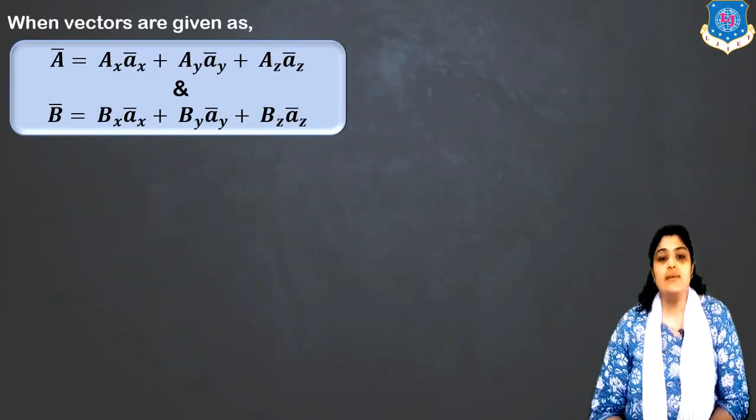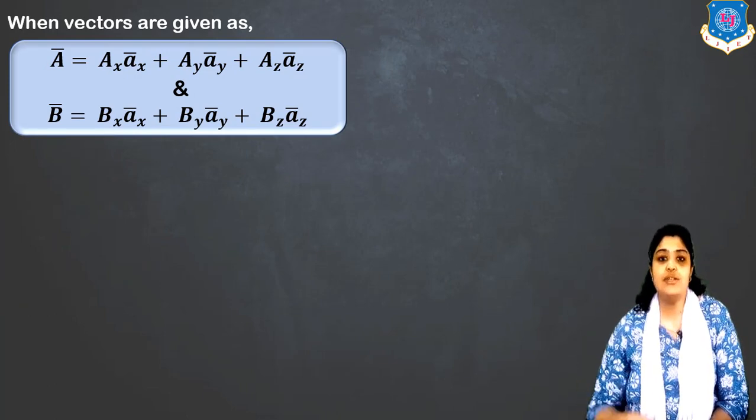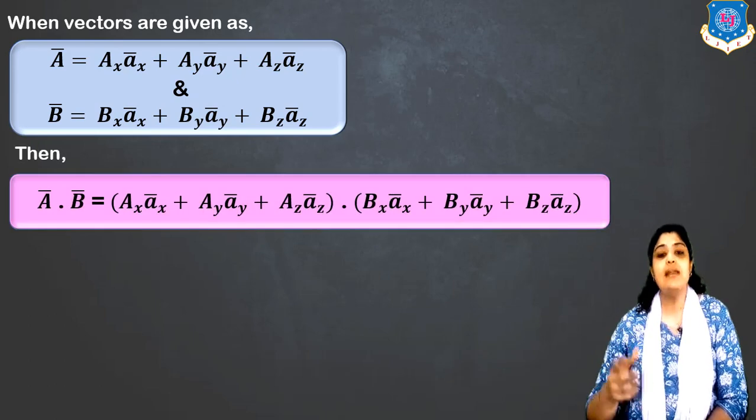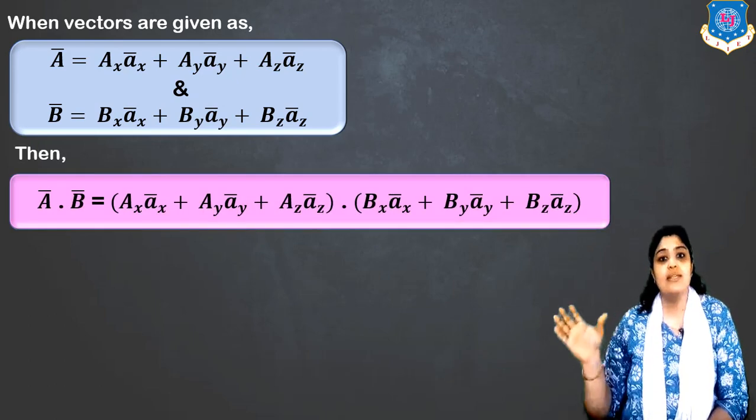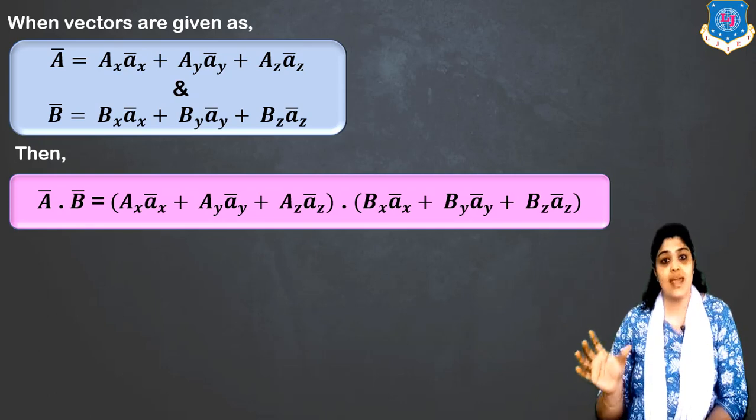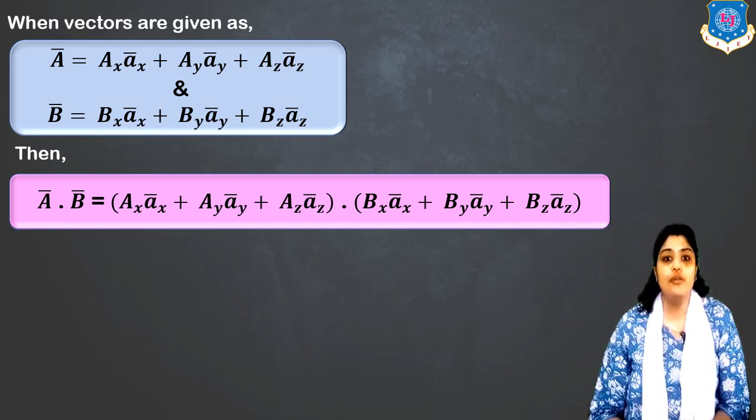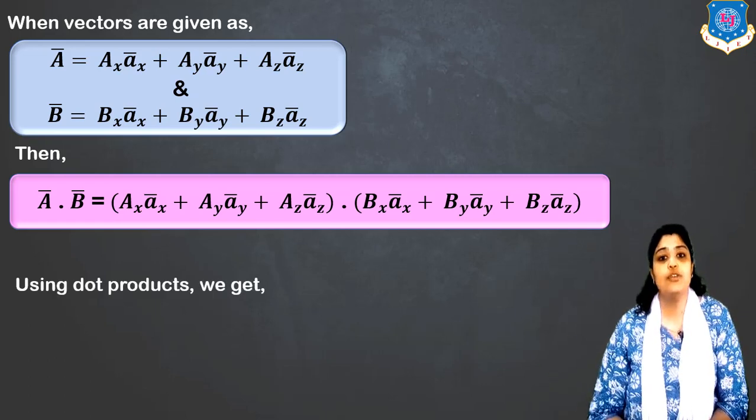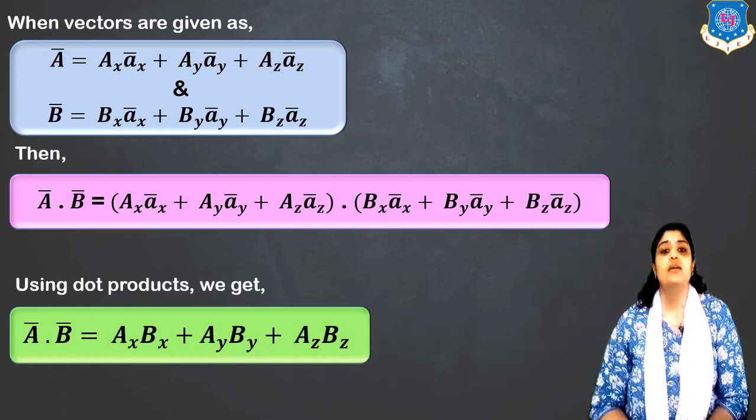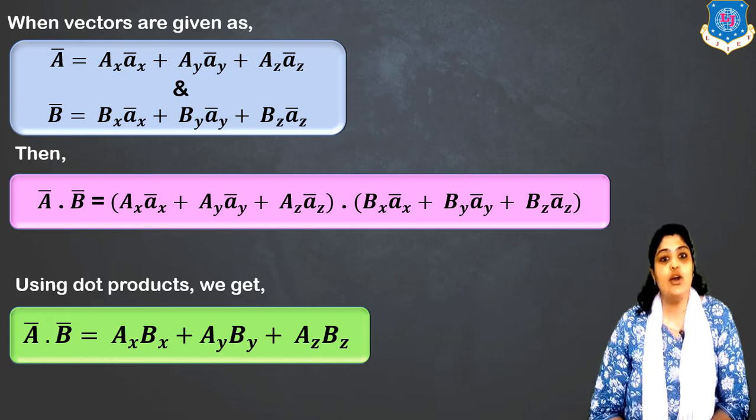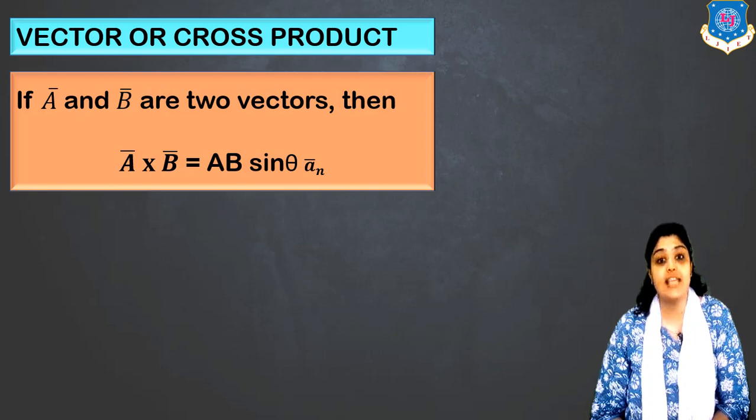And keeping this in mind, suppose I consider two vectors A and B, which I have written in this box. I can write the dot product of these two vectors as vector A dot vector B. I already know the dot product of unit vectors, so keeping that in mind, I get the dot product A dot B is equal to AX BX plus AY BY plus AZ BZ.